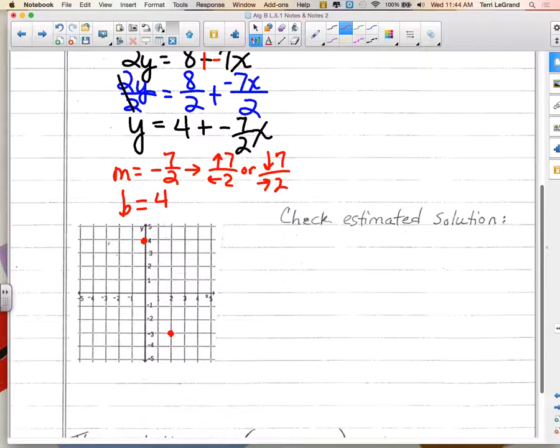Stop and ask yourself before you go through the next step, because if you stop and ask yourself now, you might save yourself a whole lot of trouble in the end. Does the behavior of the line match the sign of the slope? Negative slope, falling line from left to right, so we like it. Okay, then let's get the other one.